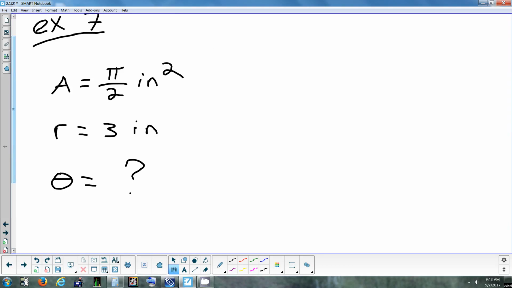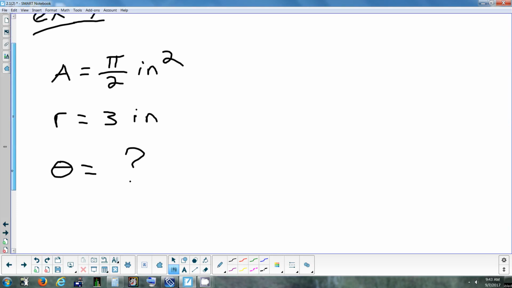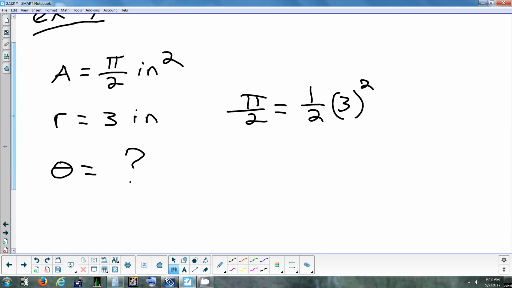Okay, and the last one we'll look at is finding the angle. So again, I'm just going to use the same formula I've been using. Area equals 1/2 r squared theta. And whenever they give me r, it makes the problem a lot faster. So this one's going to be very fast.